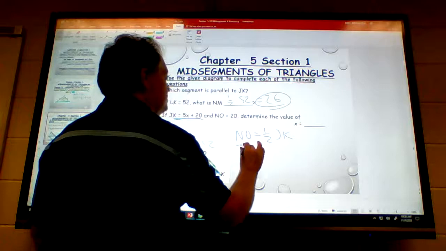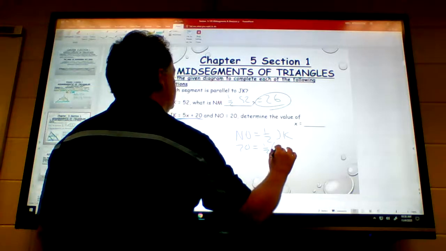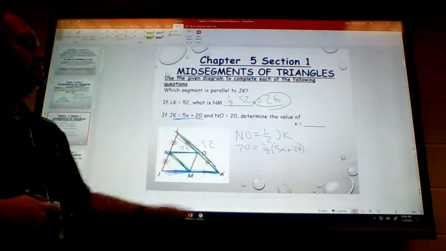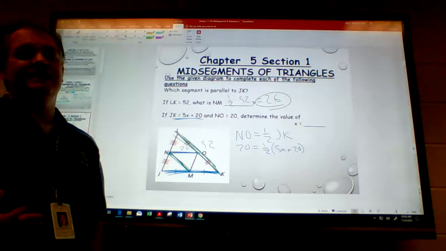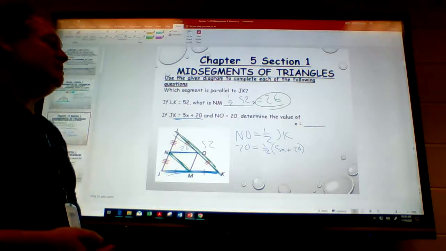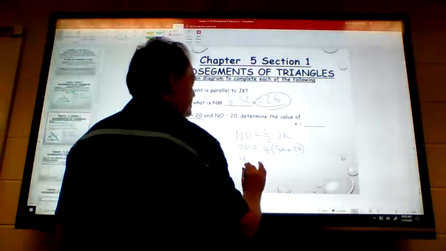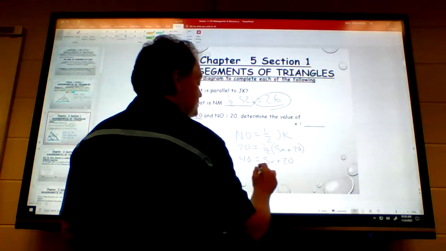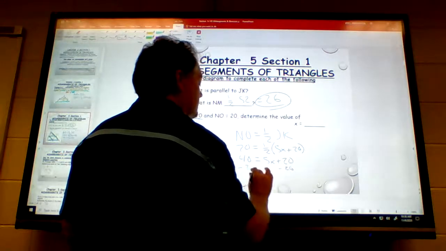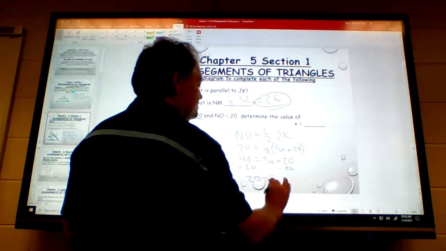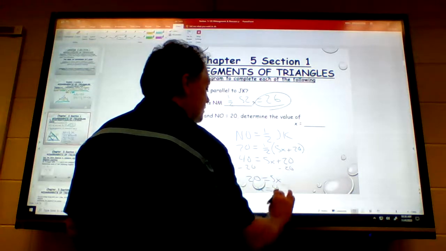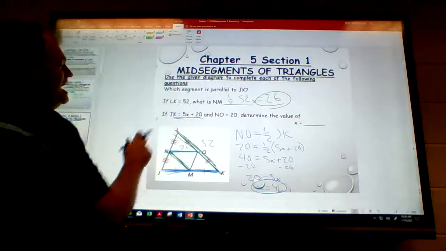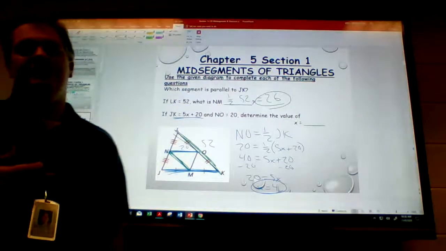So NO is 20. So 20 equals 1/2 times 5x plus 20. Now, I can simplify this by taking half of everything, but that's going to give me a decimal, and I really don't want to do that. So let's just double both sides. If I double it, it's going to be 40 equals 5x plus 20. And then when I do some algebra, I subtract 20. I'm actually writing out the algebra this time, folks. So 20 equals 5x, so x equals 4. That's what you've got to remember. These two aren't equal, but this equals half of that. So you've got to remember that. That's why I left it up there.